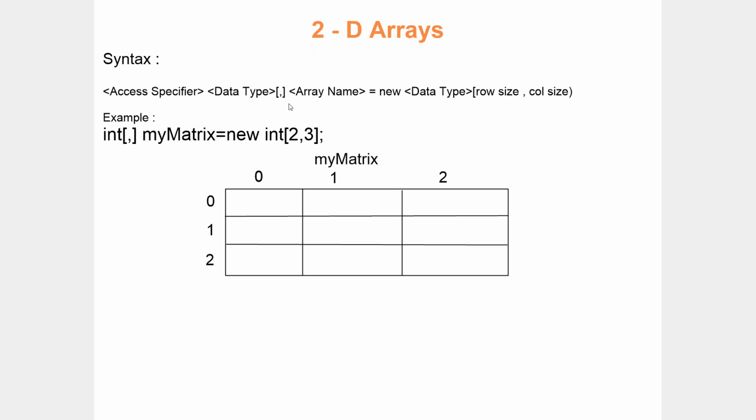Let's see how to define a 2D array in C#. It is very simple. The syntax of 2D is very similar to your 1D array. Same story: access specifier, which defines the scope of your variable, then data type. When you talk about the nature of an array, it can be 1D, 2D or ND. It can be any type of array.